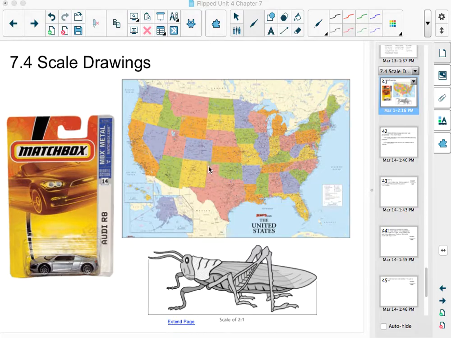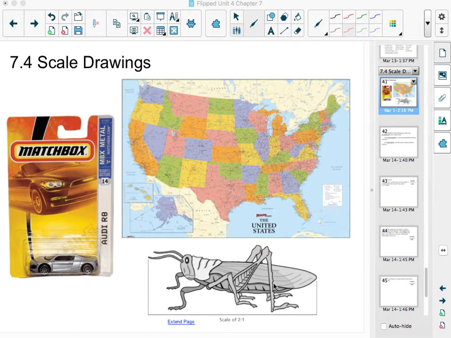I'll start off with a map. A map is a scale drawing. It is drawn to scale, which means that it is drawn proportionally to the actual United States of America. In this little box, you'd be able to find the map legend. It's very small, but it's right here, and it tells you the scale used to create the map.